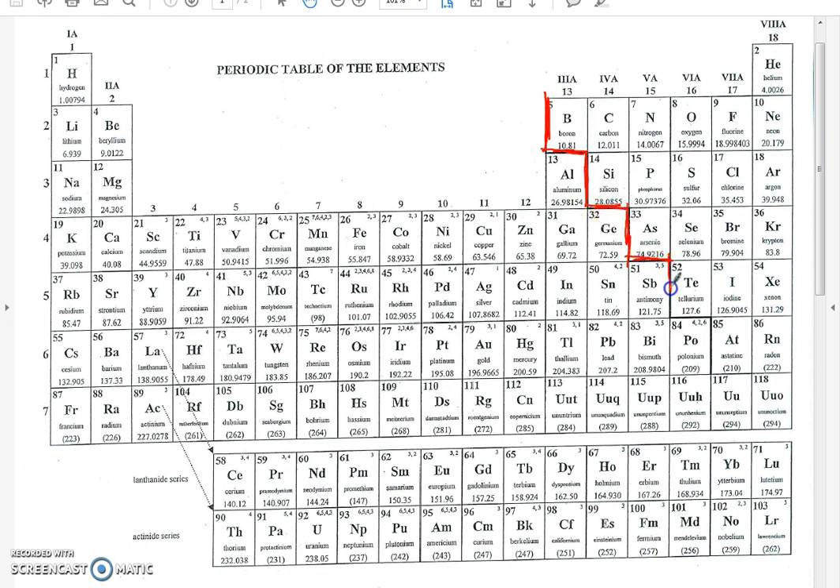Remember, there is this step ladder on the periodic table, and everything to the left of the step ladder are metals, everything to the right are nonmetals, and there are some exceptions here that are called the metalloids. We're not really going to worry about these too much, but they fall on that step ladder. They're all metalloids with the one exception of aluminum.